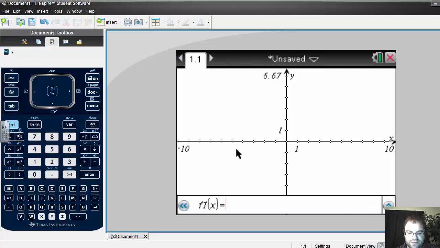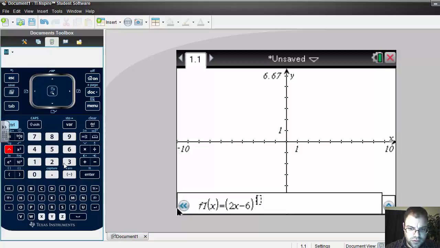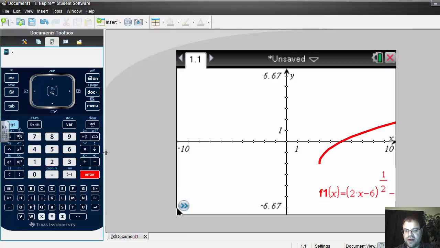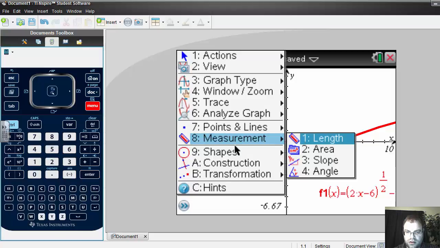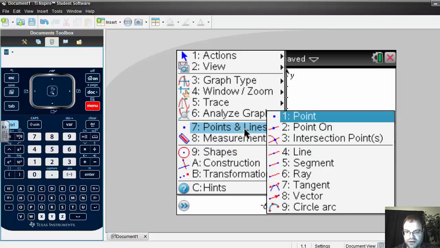Okay, let's go and make a quick graph of that. It's going to be 2x minus 6 all raised to the power of half, which is the same thing as taking the square root, by the way, and then minus 2. So that's the graph we get, and we will find that 0 just to make sure.